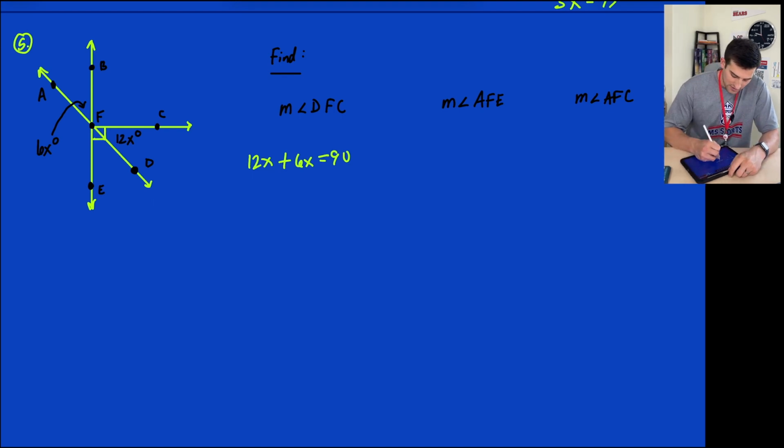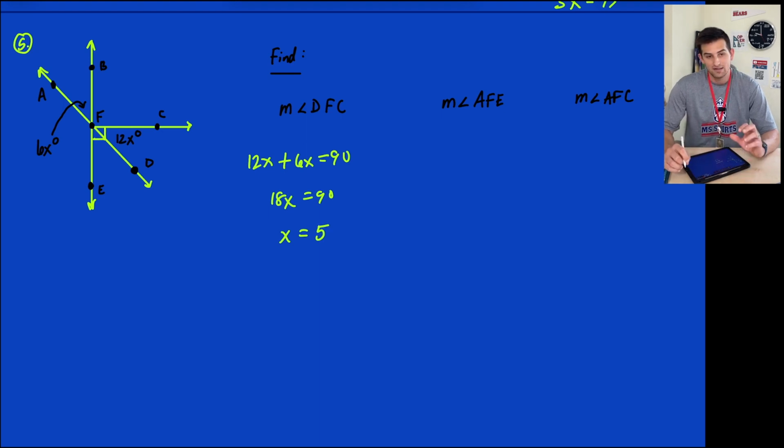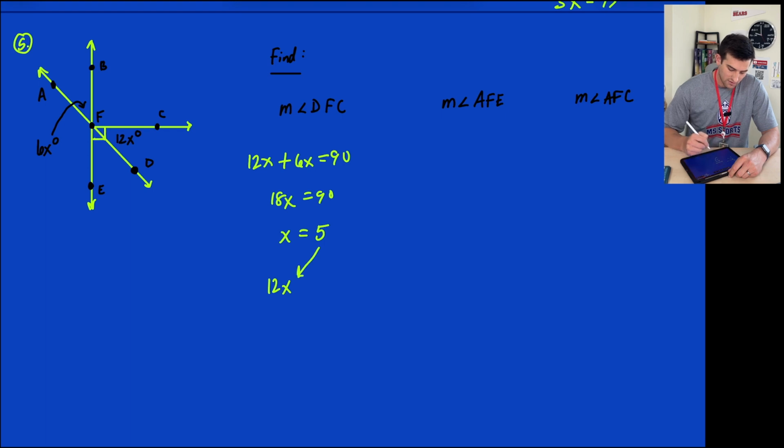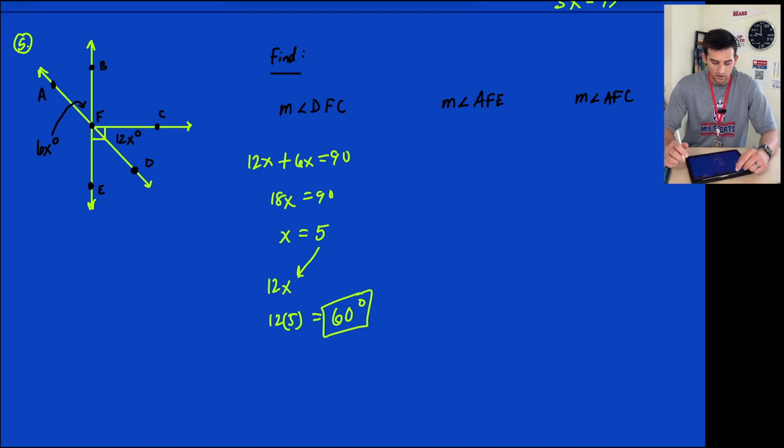So this would be 18x is equal to 90. And now we can just divide both sides by 18. So we do 90 divided by 18, and that tells us that x is equal to 5. Now, that's not actually our answer because we want to solve for the angle. So we know that DFC was 12x, and we're going to plug in 5 for x. So we're actually going to get a 60-degree angle measure for angle DFC, okay?